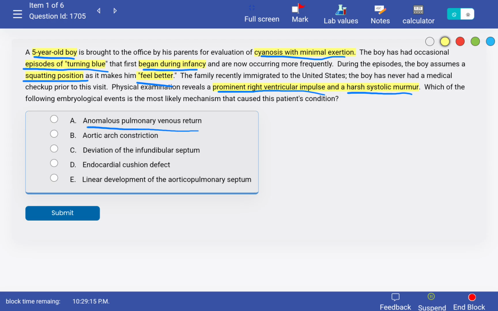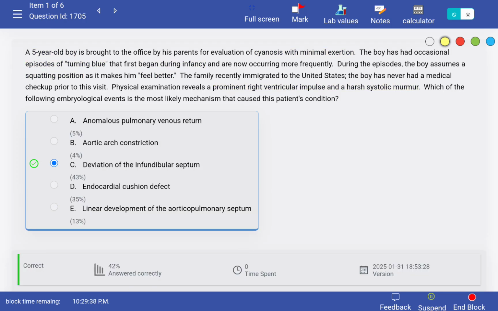Option A, anomalous pulmonary venous return. Option B, aortic arch constriction. Option C, deviation of the infundibular septum. Option D, endocardial cushion defect. Option E, linear development of the aorticopulmonary septum. Pause it and give the answer. So the correct answer for this question is option C.